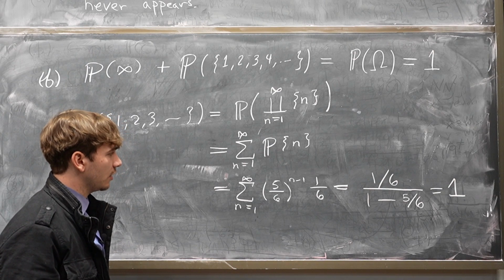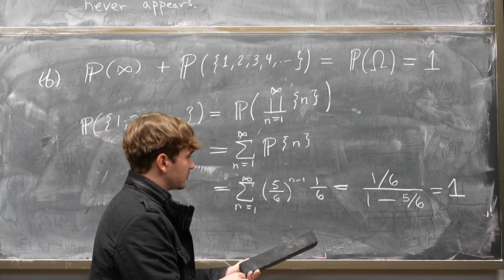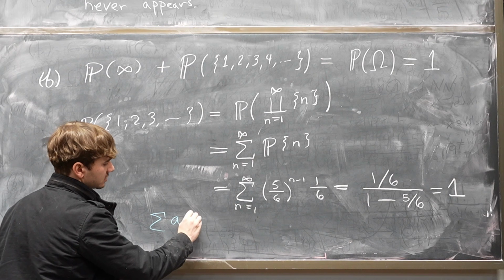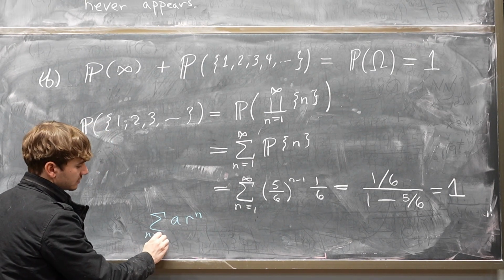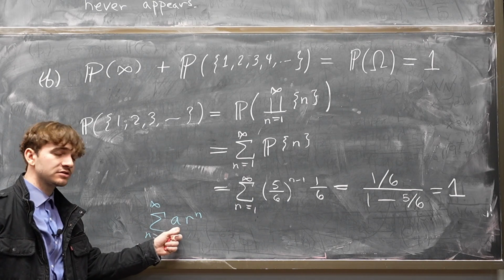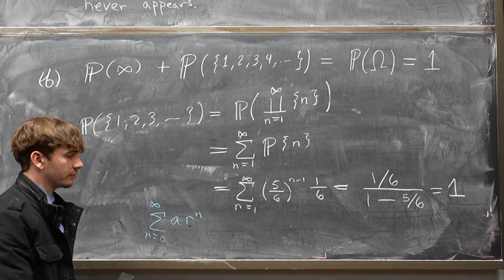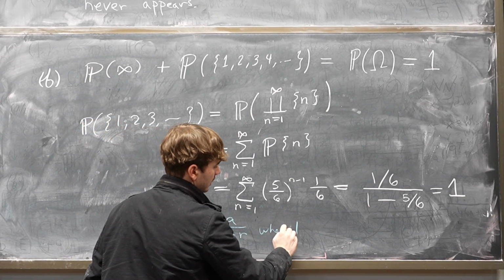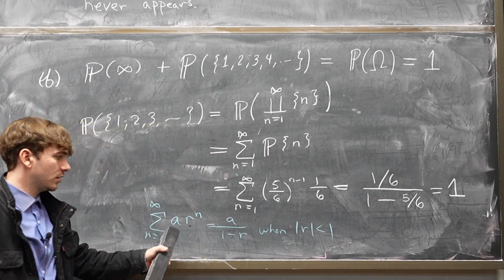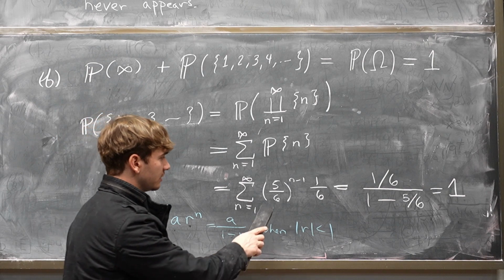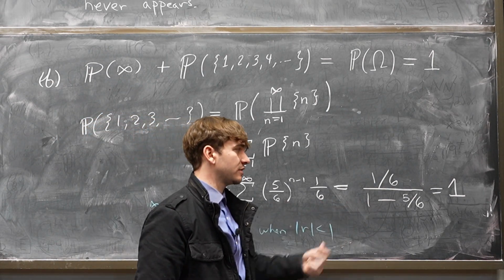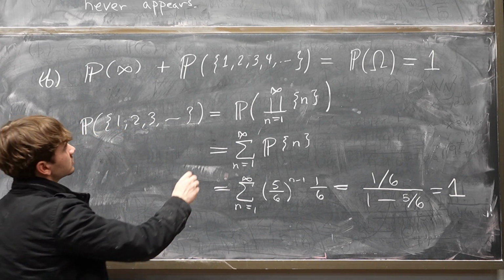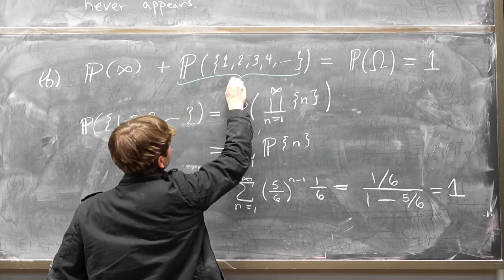Okay, so again, this is just the formula: the sum of a times r to the n, where n is equal to 0 to infinity. Essentially, a is the first term of the geometric series, r is the common ratio. This is equal to a over 1 minus r when the absolute value of r is less than 1. Otherwise it diverges. So in this case, since 5/6 is less than 1, we get this formula. And what this ultimately tells me is that this probability is 1.